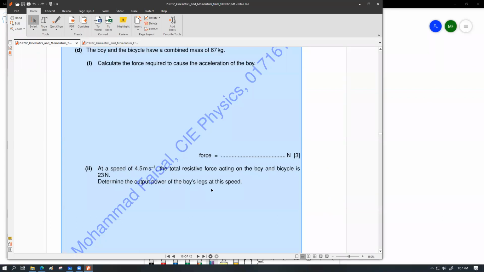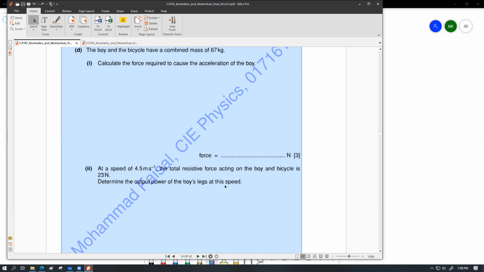S equals u plus v divided by 2 into t is applicable for the total distance span, where u plus v divided by 2 is basically the average velocity. So what you calculated is his average power developed in the entire duration of the acceleration. The question is not asking for the average power. Get this word: at this speed, not over the duration of the acceleration. These are two different terms.